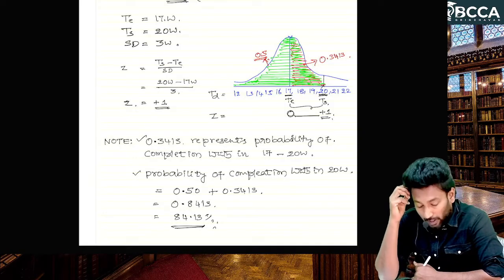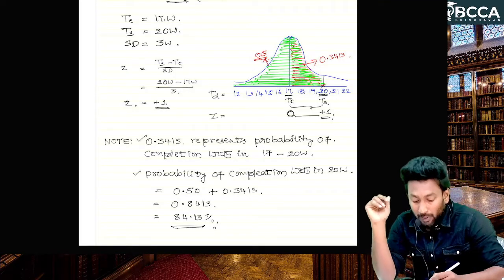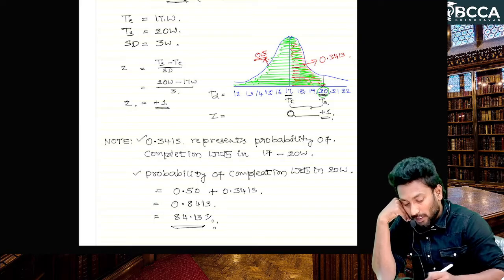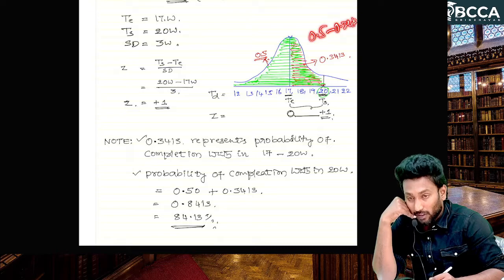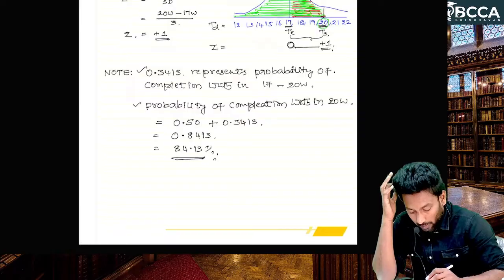Now, can you tell me what is the probability that the project cannot be completed within 20 weeks? That means this area, right? So how much area will this be? 0.5 minus 0.3413. That means you will get 15 point something. Okay, so got it.